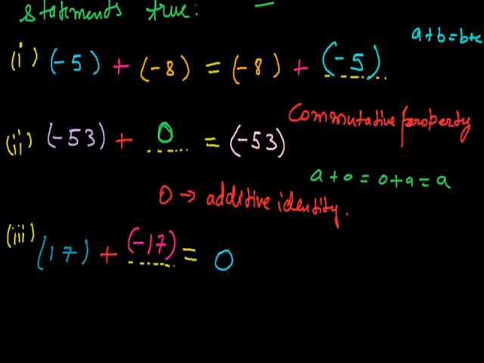That means if you add the additive inverse of a number to it, you will get the additive identity, that is 0. So this property is known as additive inverse. Here if you add the negative of the integer, you will get 0, which is the additive identity, and the negative of the integer is known as the additive inverse.